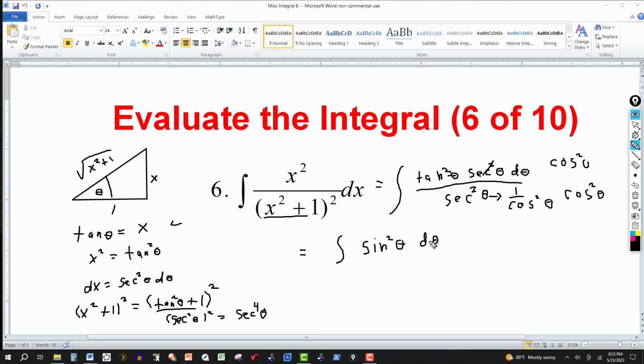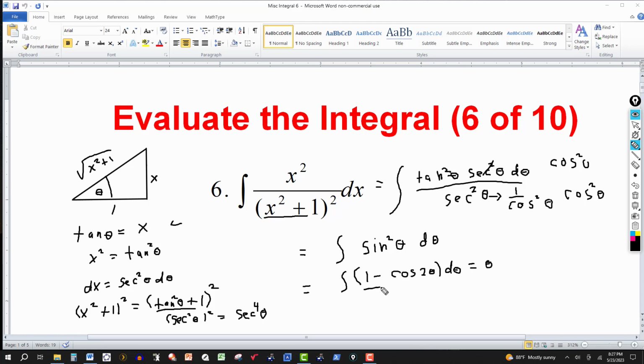Even power on both the sine and the cosine. Cosine is to the 0 power. So here I use one of these half angle or double angle identities, depending on what perspective you look at these from. Sine squared can be replaced by 1 minus cosine theta, actually, it's cosine 2 theta, over 2. So that's a lot easier to integrate now. Break it up into two integrals here. The integral of 1 with respect to theta is theta.